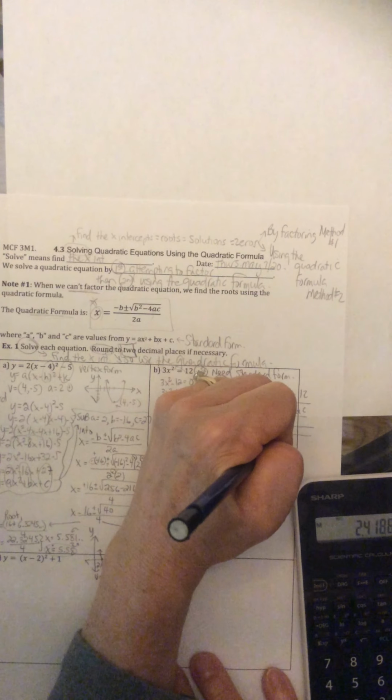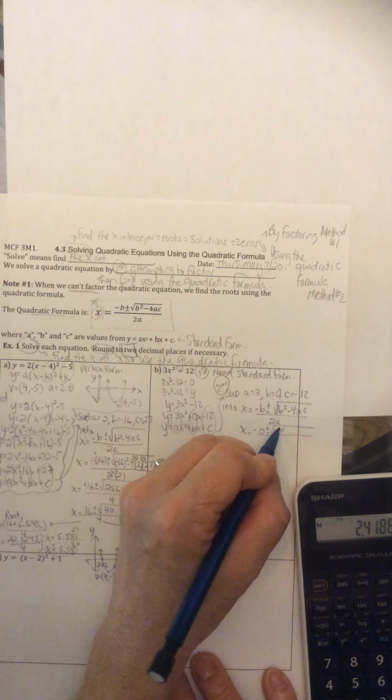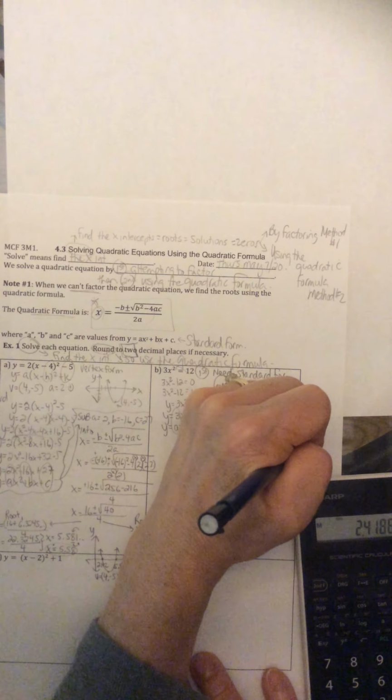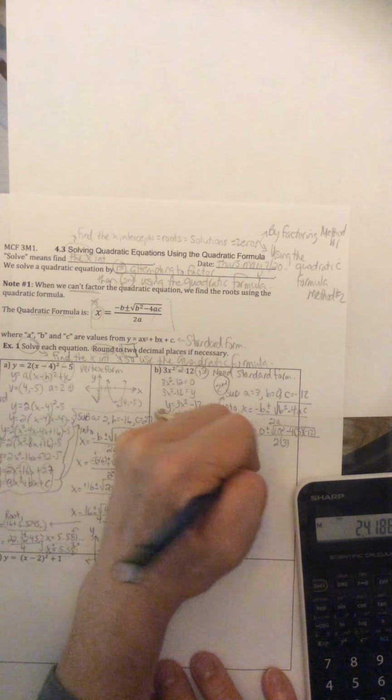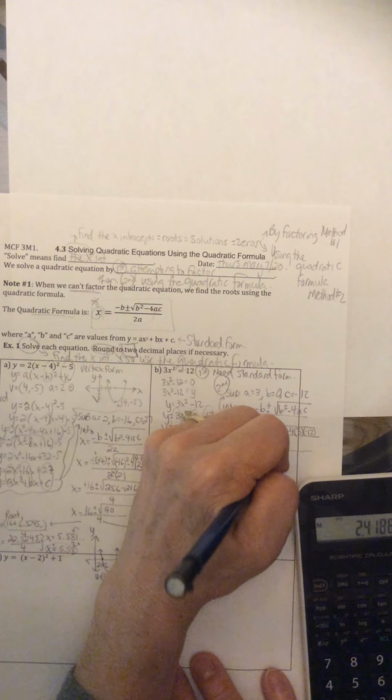B squared is 0 squared. I don't need a bracket around the 0. I mean, if I really want to, I can do that. Minus 4 times a, which is 3, times c, which is -12, divided by 2 times a, and a is 3. Okay, so x is equal to negative 0. I don't need to write the negative anymore. 0 is understood to be positive. Plus or minus. Again, 0 squared is just 0.